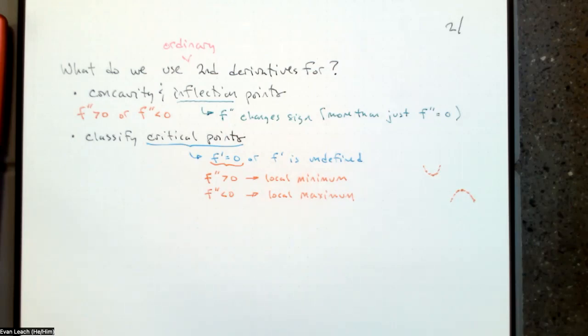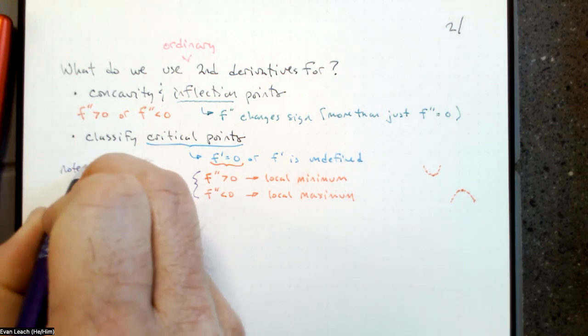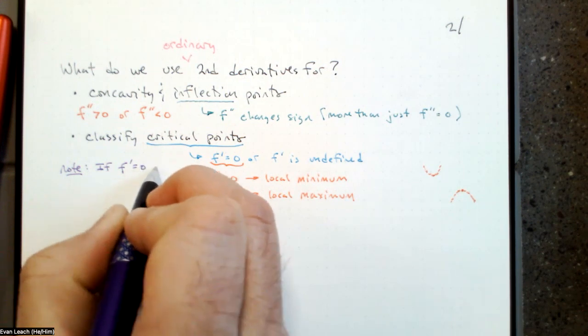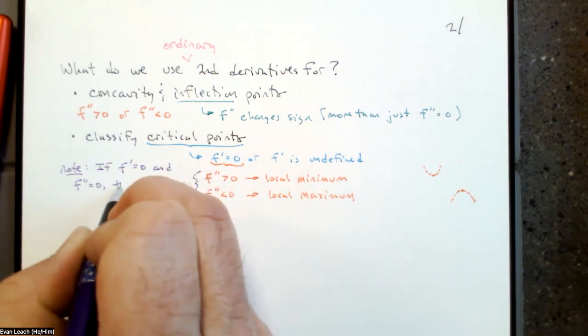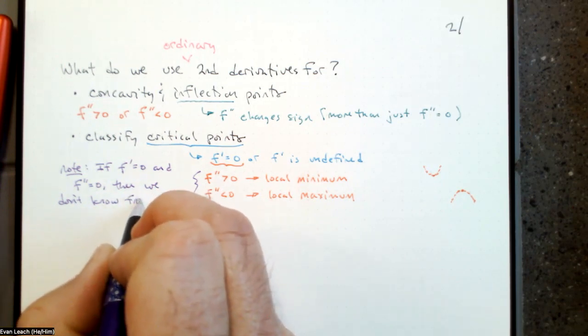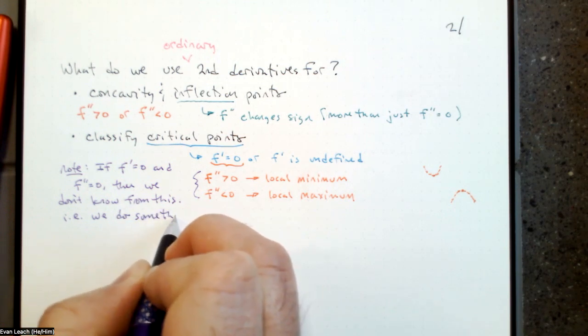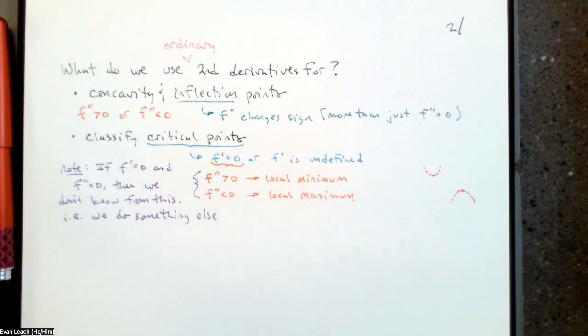Note that we did leave off a case when we're classifying critical points. If the second derivative is equal to 0, then we just don't know. So if we're doing this analysis and the first derivative is 0 and we put in the second derivative and we get 0, we have to do something else. We don't know from this information. This information does not tell us things. We have to do something else.